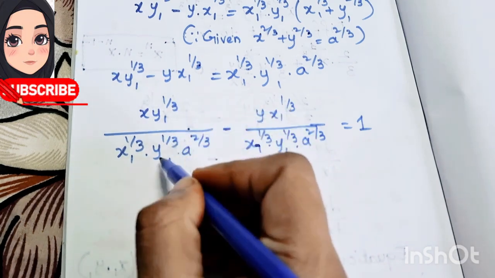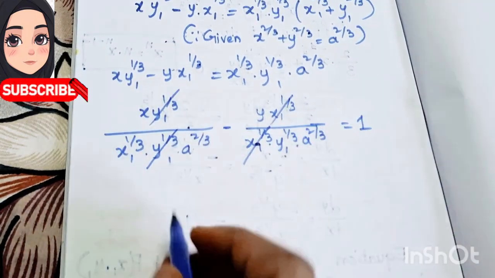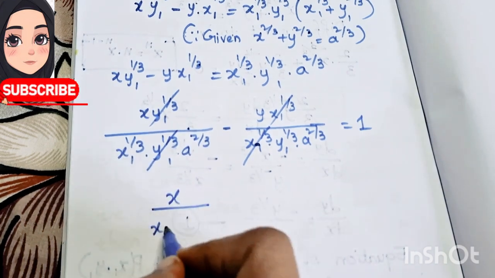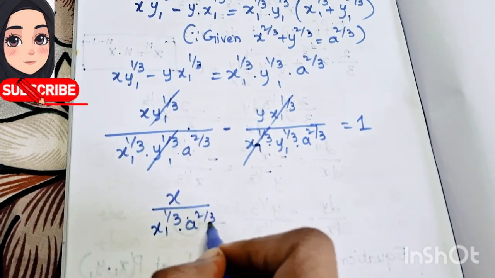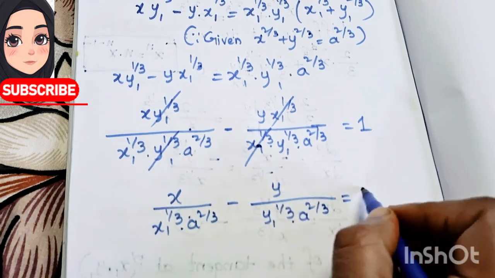Now here, y1^(1/3) and y1^(1/3) get cancelled. Here also x1^(1/3) and x1^(1/3) get cancelled. Remaining terms are x by x1^(1/3) into a^(2/3) minus y by y1^(1/3) into a^(2/3) is equal to 1.